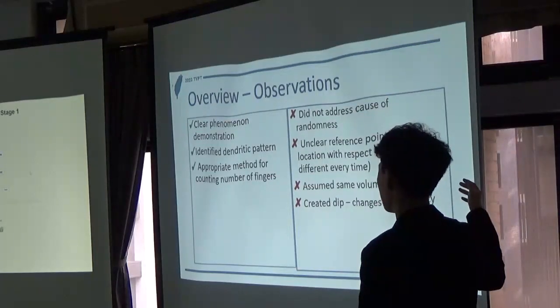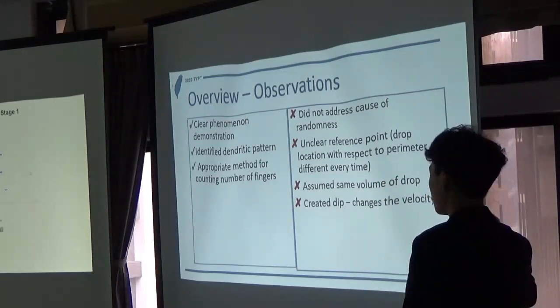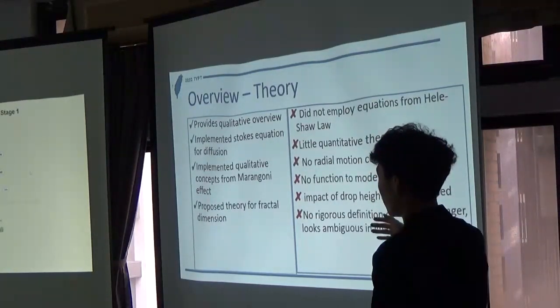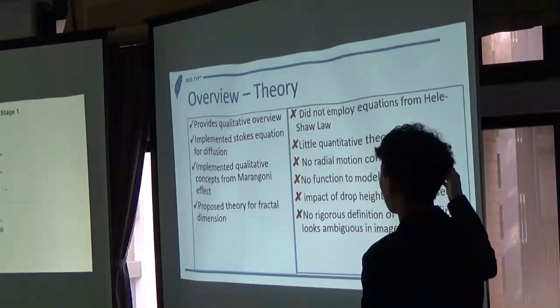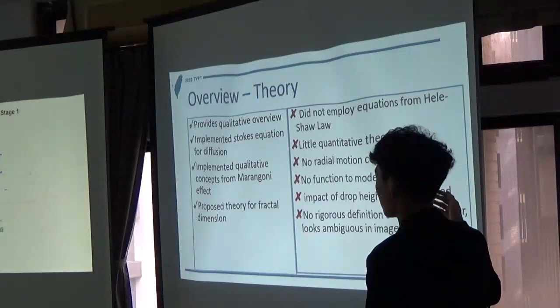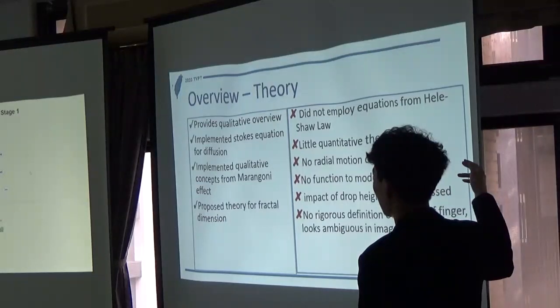And then they assumed the same volume of drop. Also, they didn't think of the created dip, which changes the velocity. Their theory provides a qualitative overview, however, it did not employ the equations from the Hele-Shaw law, and they implemented Stokes' equation for diffusion. However, there was little quantitative theory.